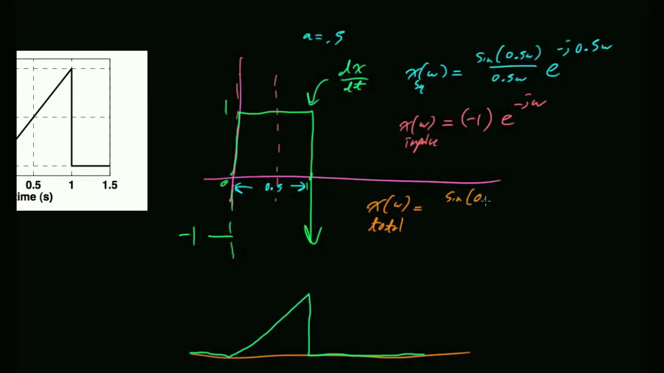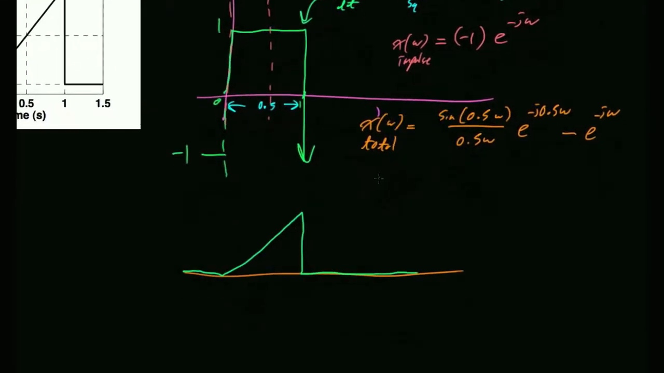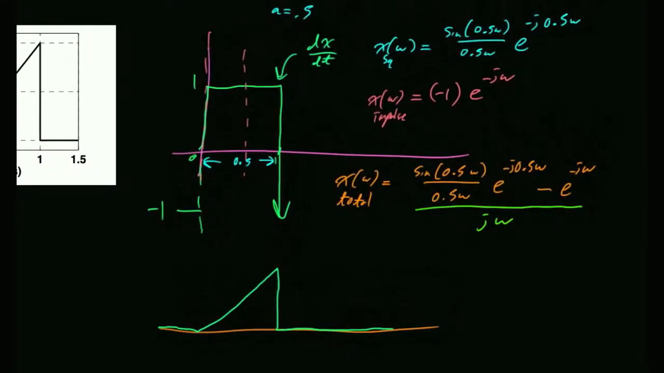Now all of this is an expression for the derivative of x. So if I want to get x, just divide by j omega. And that's the Fourier transform of x of t. It's ugly, but if you clean it up a little bit, you could probably get something that looks like what you have over there. And in fact, I'm pretty sure that is the case.